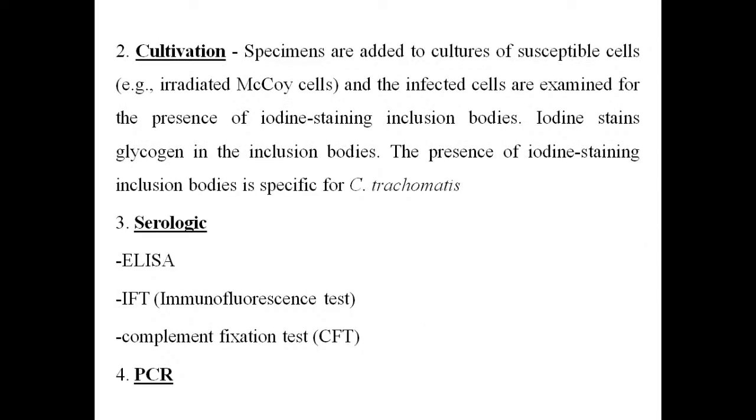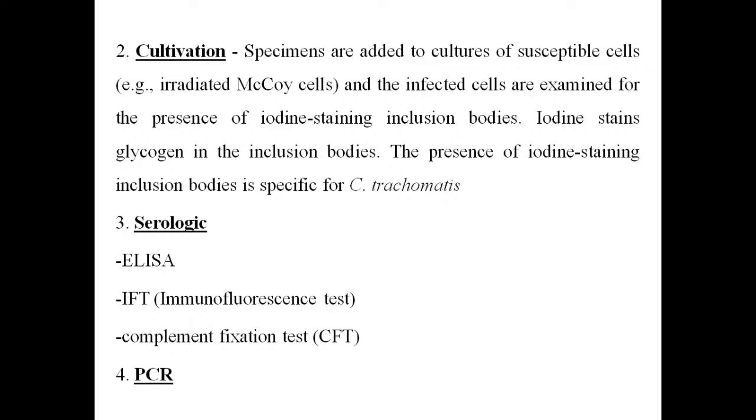Another method is cultivation. You remember that chlamydia can't grow on nutrient media; they can replicate just inside living cells. Specimens are added to cultures of susceptible cells, for example McCoy cells, and the infected cells are examined for the presence of iodine staining inclusion bodies. After some days, we should examine these McCoy cells for the presence of inclusion bodies.